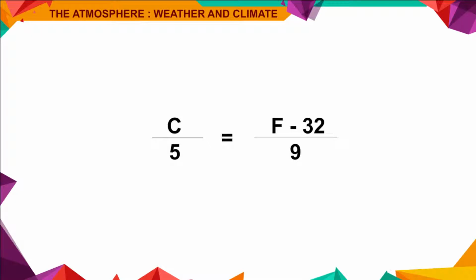The temperature on one scale of measurement is converted to another by using the formula C/5 = (F - 32)/9.